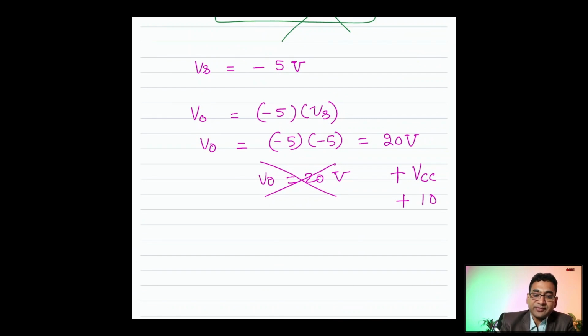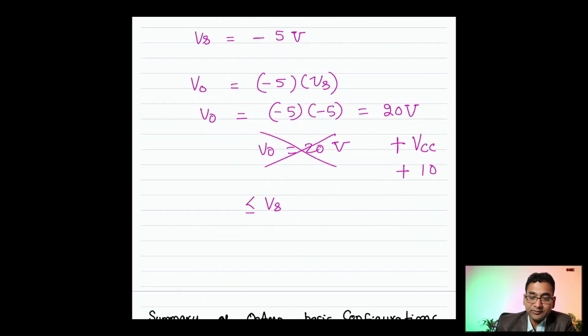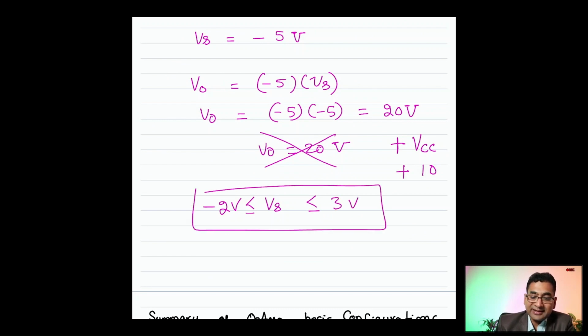Therefore, if Vs is not within these limits, negative 2 volts or positive 3 volts, then you're going to be in saturation. This range ensures a linear region of operation.